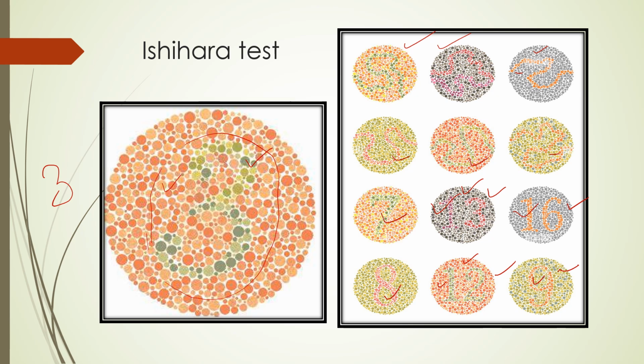So this is what the people who are colorblind will not be able to understand, or rather differentiate these two colors and read out the number. Okay, so then only you can make out which type of color blindness a person is having. So the eye doctors will be showing you these types of charts, and they can detect whether a person is colorblind or not. So what are the types of color blindness?